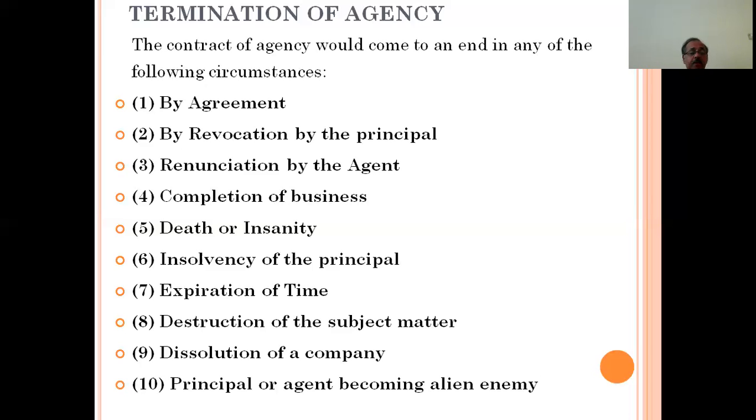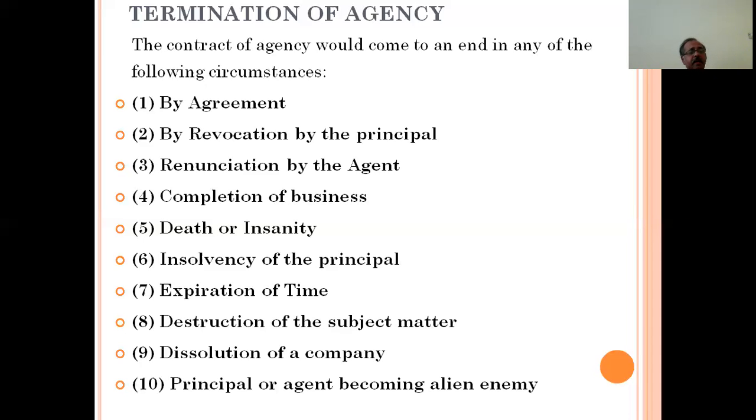And last one, principal or agent becoming an alien enemy. Alien enemy means foreign enemy. In case of a war situation, one country will declare the other country as alien enemy. And in a particular situation, either the principal or agent becomes an alien enemy. In that case, also the contract comes to an end. So these are the instances in which the termination of contract arises.